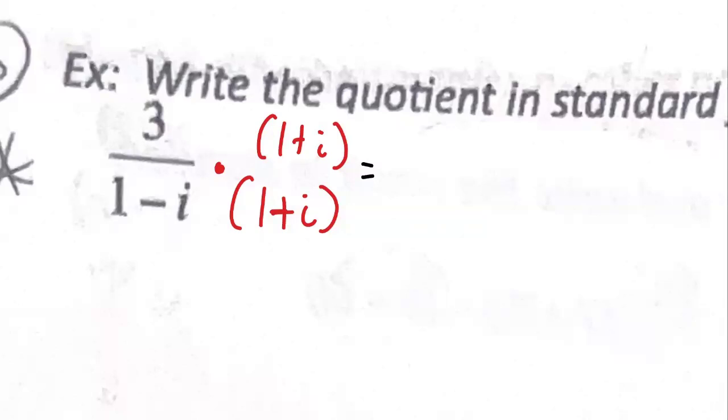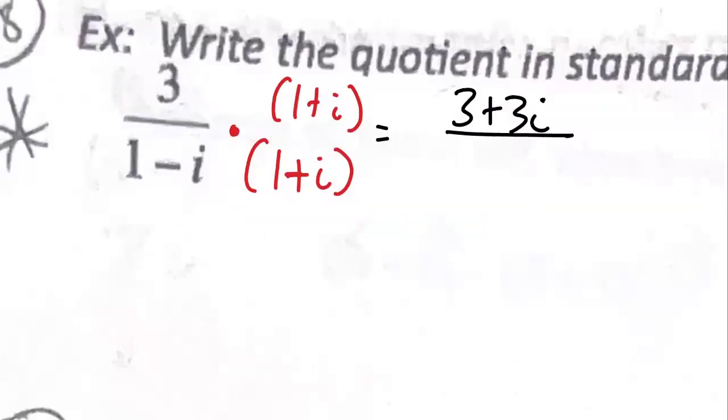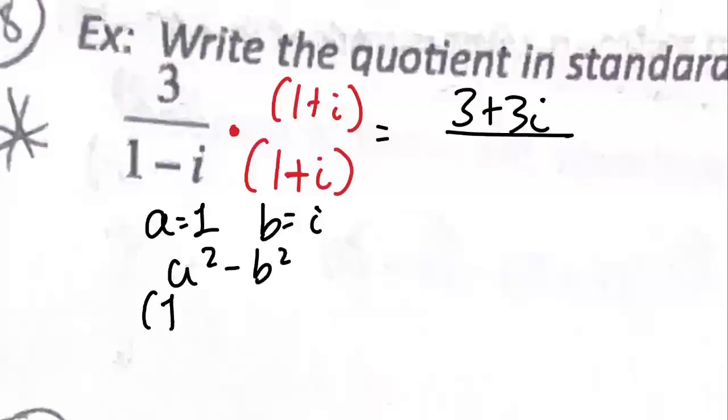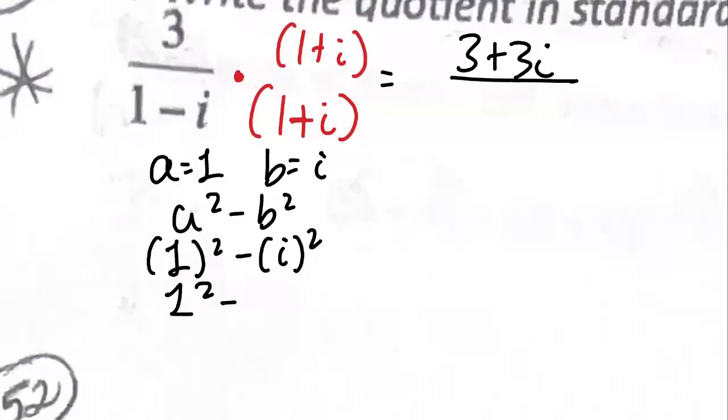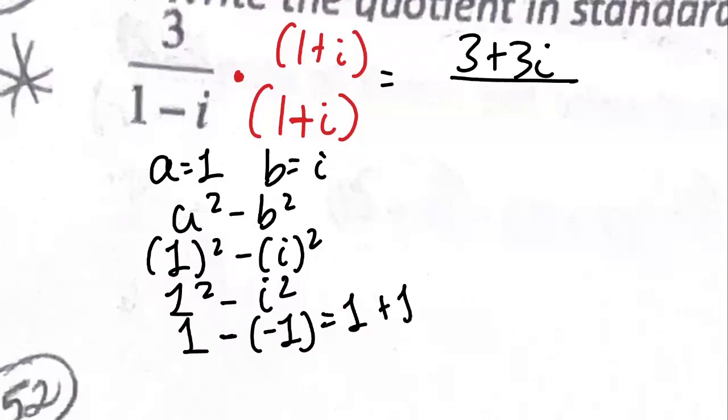So now distributing the 3, 3 plus 3i. The numerator is always the easiest part. The denominator is the part that's kind of tricky. But since this is a difference of squares, it's the same thing. A is equal to 1, b is equal to i. So a squared minus b squared: 1 squared minus i squared. And we know that i squared is equal to negative 1, so 1 minus negative 1 gives me 2.